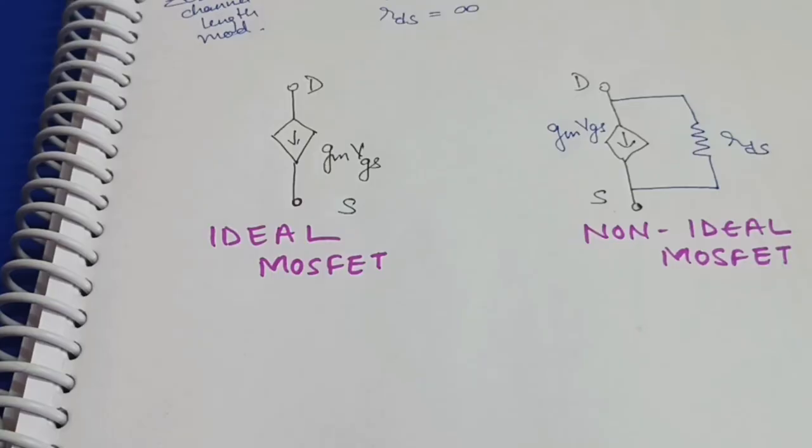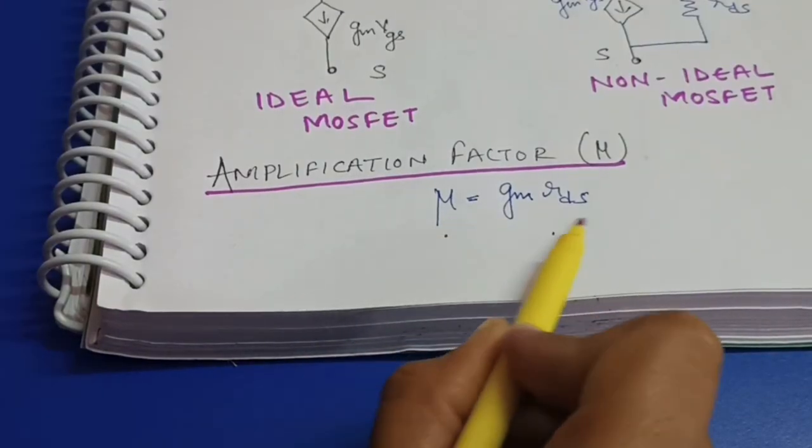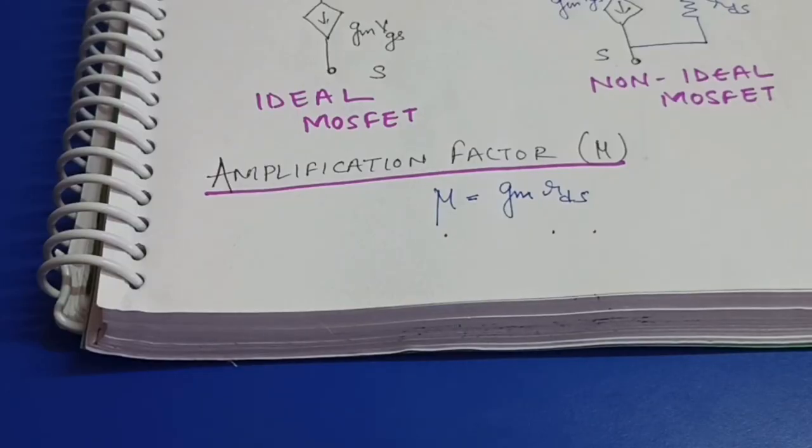So guys, the product of gm and rds, this transconductance and dynamic drain resistance, is basically known as the amplification factor or intrinsic gain of the amplifier, and it is given by mu. Mu equals gm rds. It is the intrinsic gain of the amplifier or the amplification factor of the amplifier.